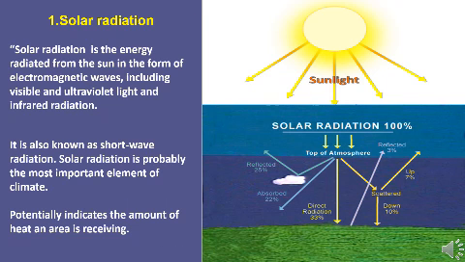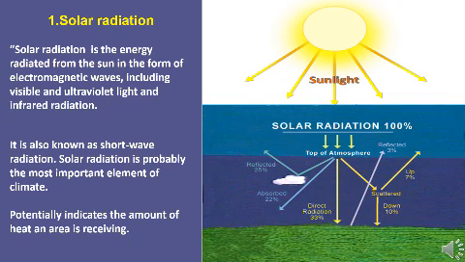First element is solar radiation. Solar radiation is the energy radiated from the sun in the form of electromagnetic waves, including visible and ultraviolet light and infrared radiation. It is also known as shortwave radiation. Solar radiation is probably the most important element of climate and potentially indicates the amount of heat an area is receiving.